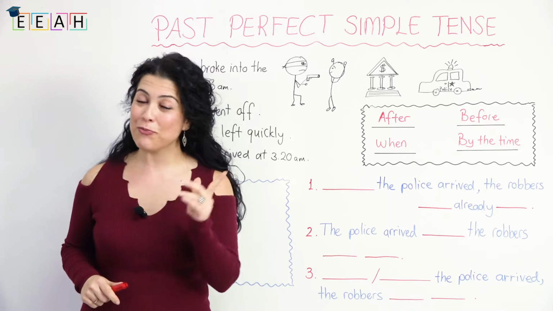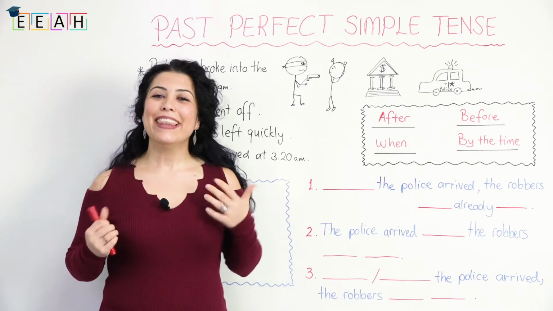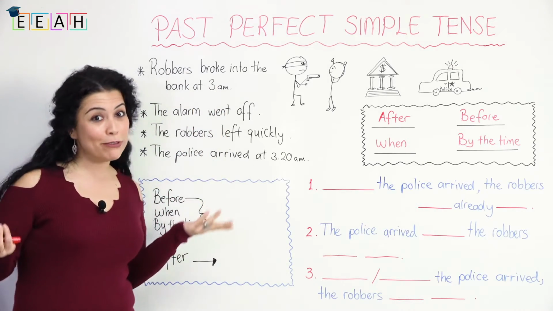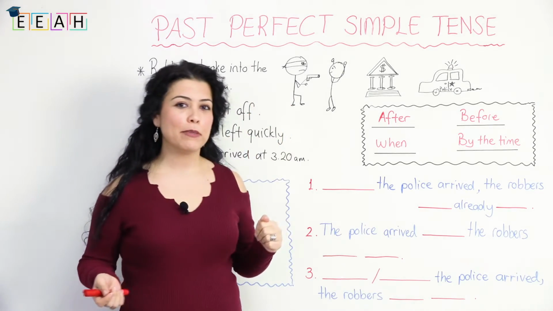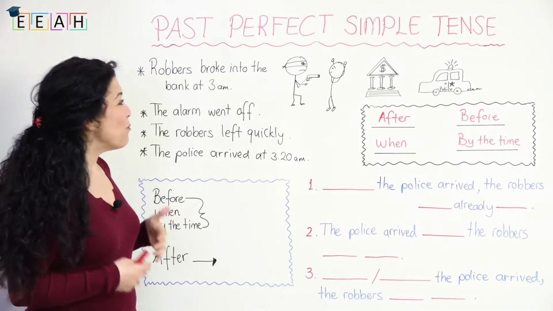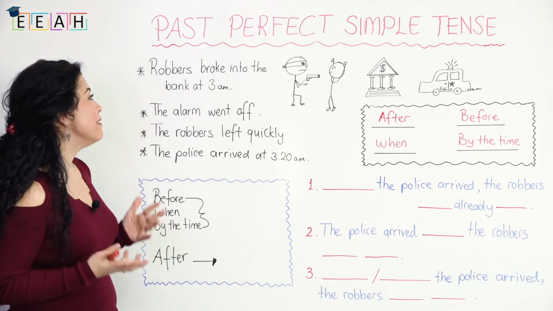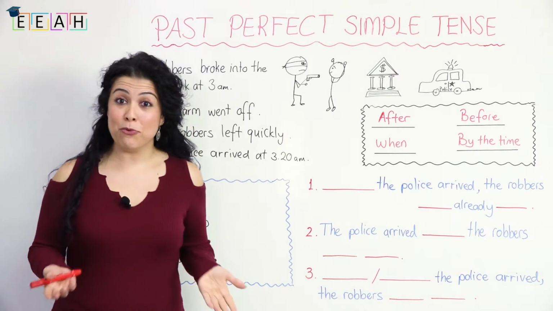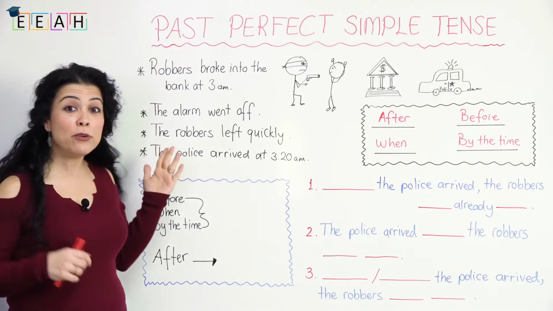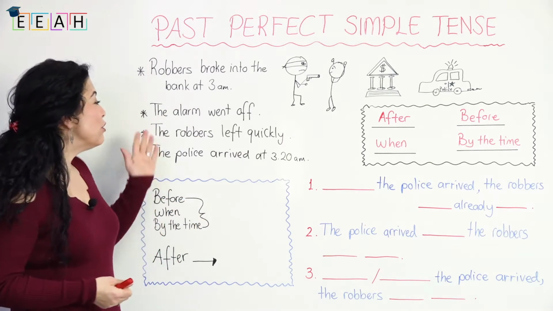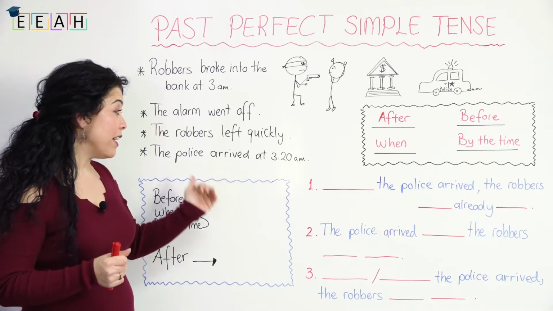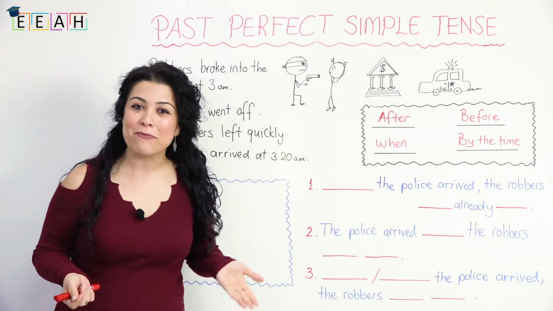Are you ready to practice further? Let's imagine a case of robbery. So we have a robber or robbers, we have a bank and the police, of course. So what happened? What happened is this. Robbers broke into the bank at 3 a.m. in the morning and the alarm went off, of course. The robbers left quickly and the police arrived at 20 past 3.